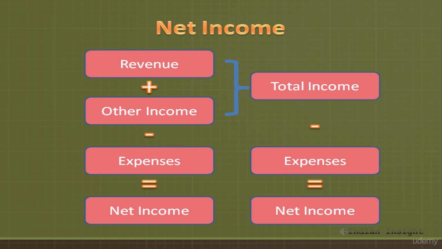In the event the expenses exceed revenues and other income combined, then the result is referred to as a net loss. The basic equation governing the income statement is shown here. So your revenue plus your other income minus all the expenses is your net income. You can actually combine the first two terms, which is the revenue and other income, and call it total income, and then this equation becomes total income minus expenses equals your net income.